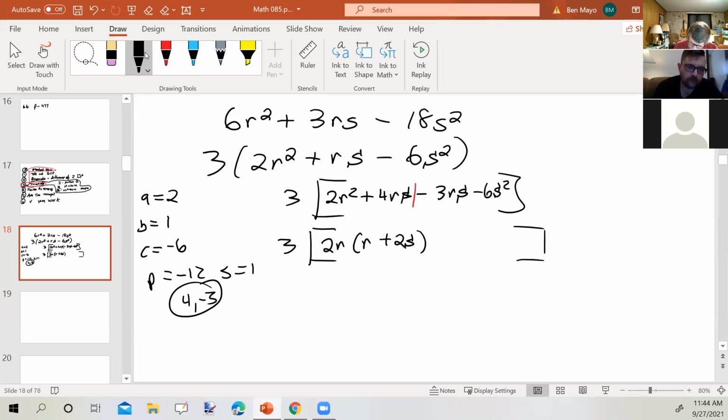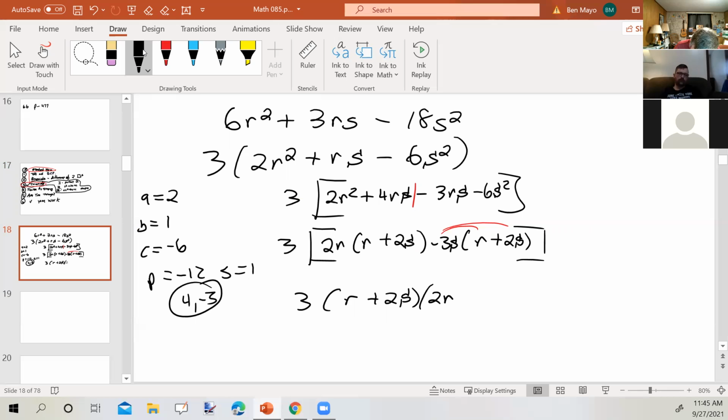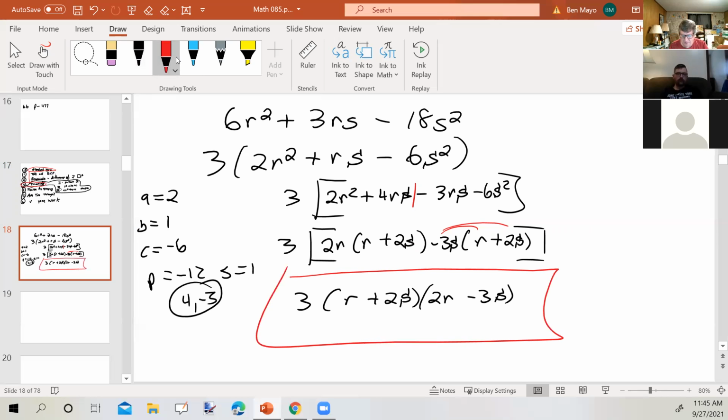All right, 2r squared, yeah. And then over here, I'm going to get r plus 2s. And I'm going to take out a minus 3s. That'll give me, let's see, that would give me minus 3rs minus 6s squared. Yep, that works. So I've got 3 times r plus 2s times 2r minus 3s. So there is my final answer.